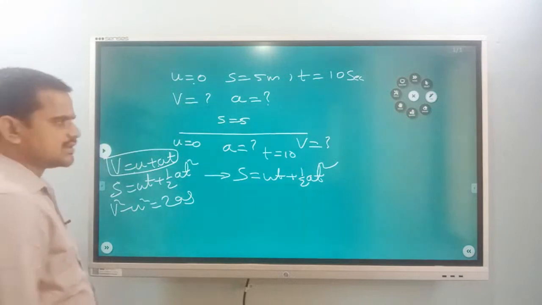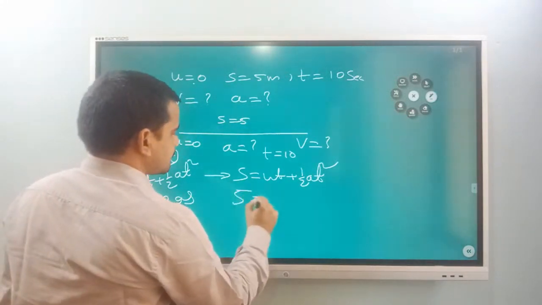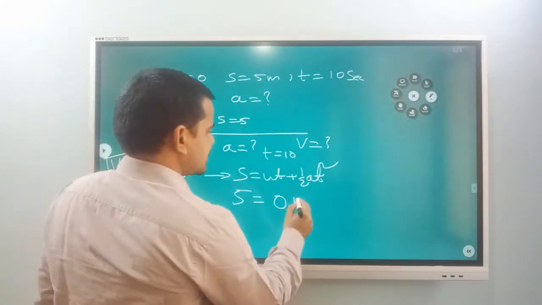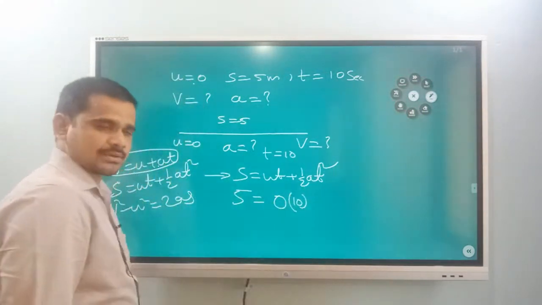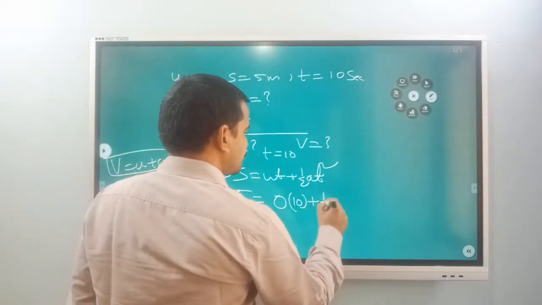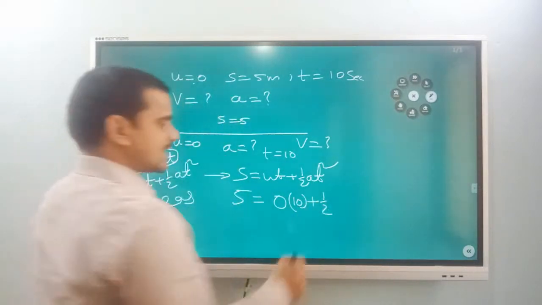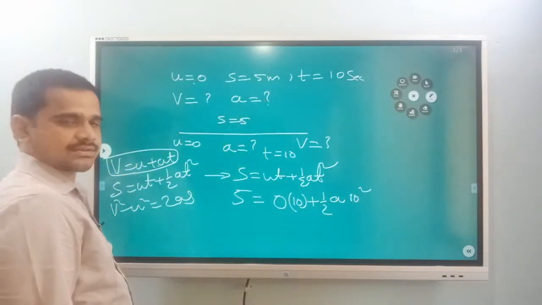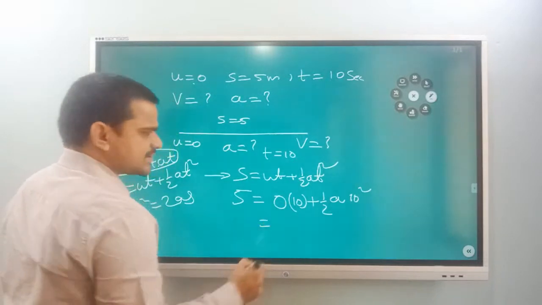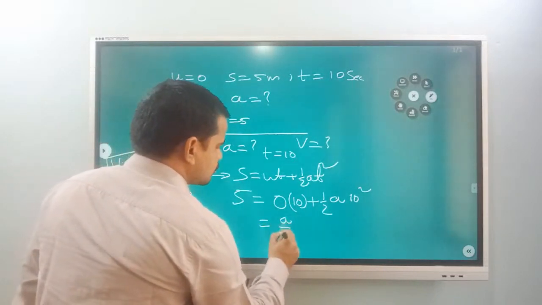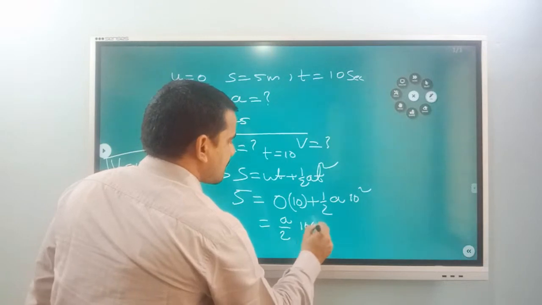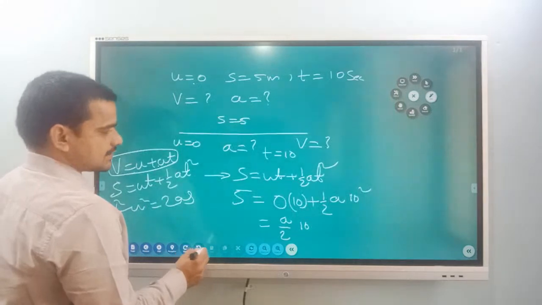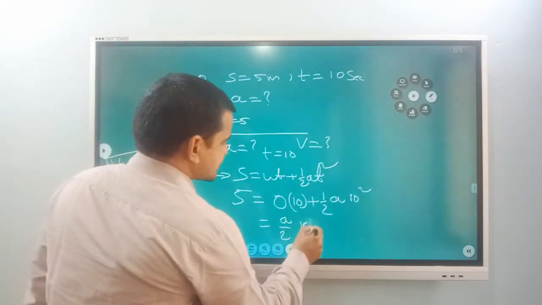Use this expression here. S is 5, U is 0, T is given, and 10 into 0 is 0 here. Plus half of A, which we have to calculate, into 10 square. How much will I get? Just simplify this one here. This is 0, and we have A by 2 into 10 square, which is 100. 10 square is 100, right?